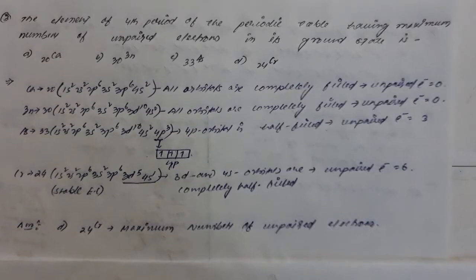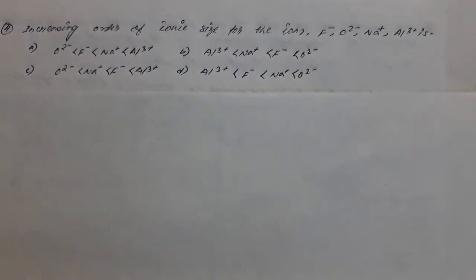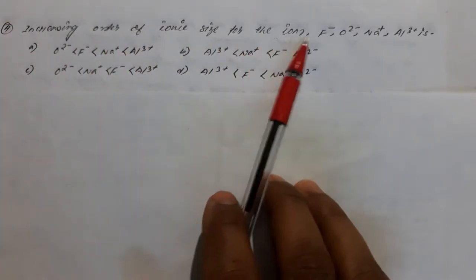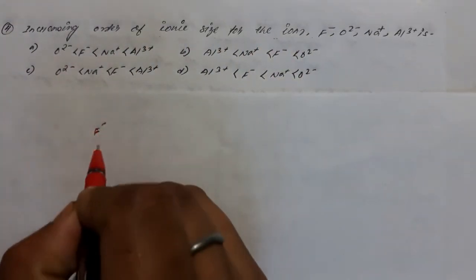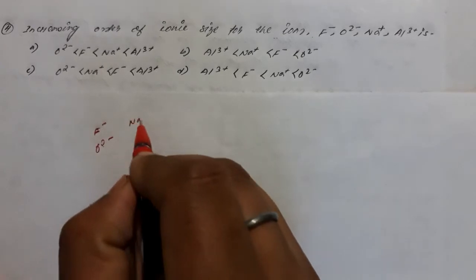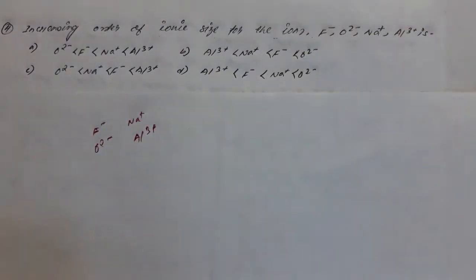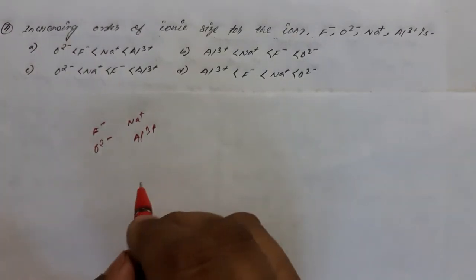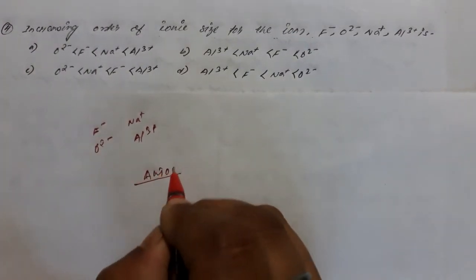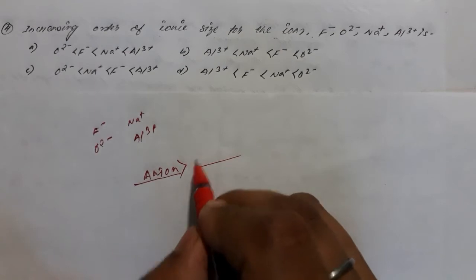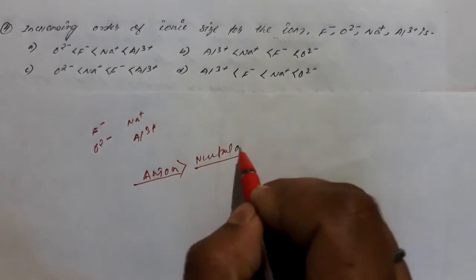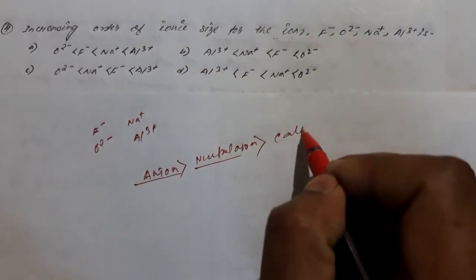Okay, I am telling you, this is another question. This is the interesting one, meaning the easiest one. Increasing order of the ionic size for the ions F negative, O2 negative, Na positive, and Al3 positive. Okay, so here is the trend. It's a simple one. First of all, you know the size of an anion will be greater than the neutral atom or parent atom. Then what about the cation?